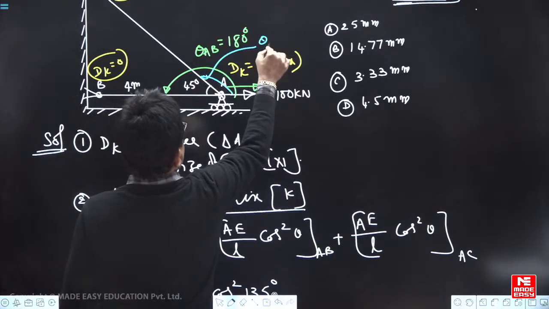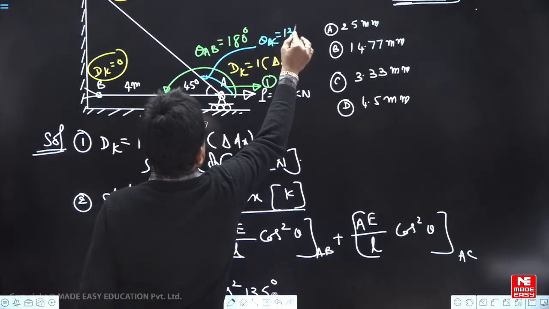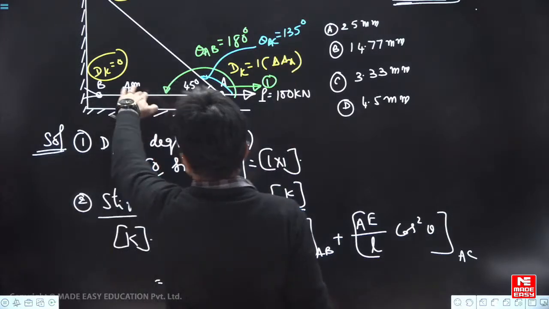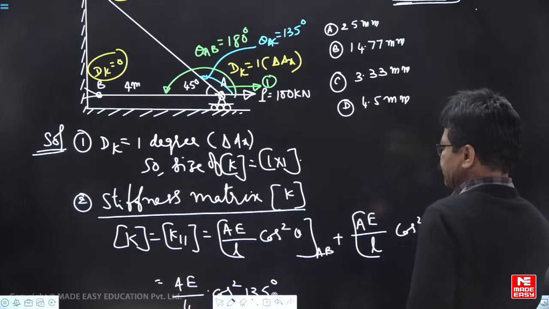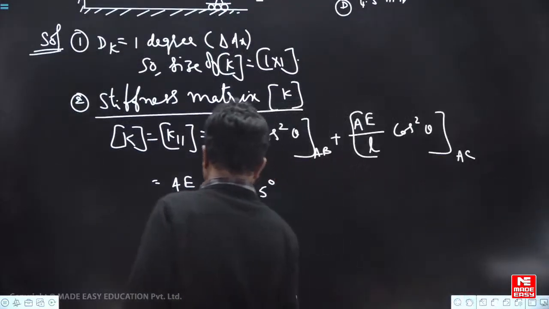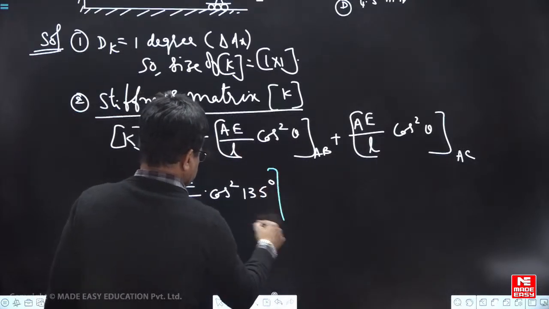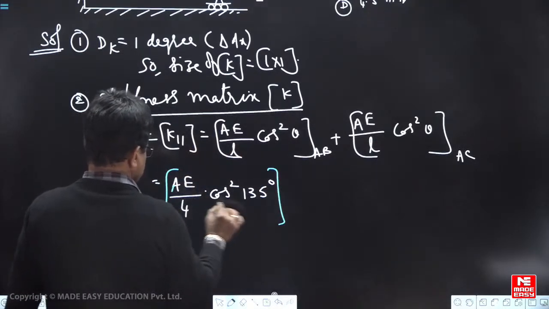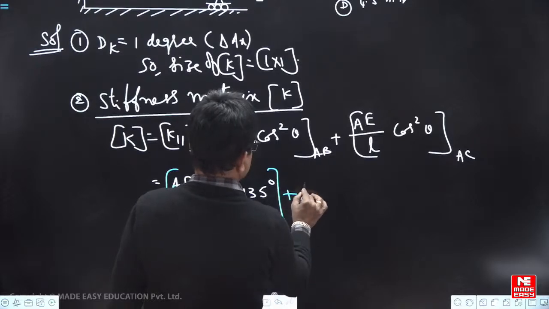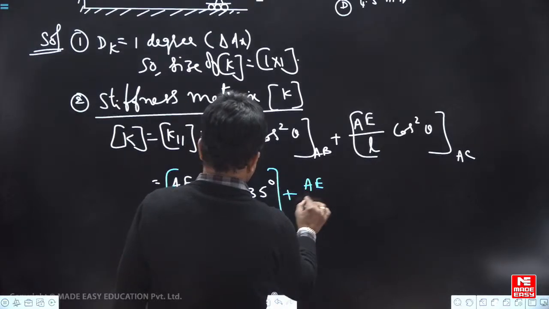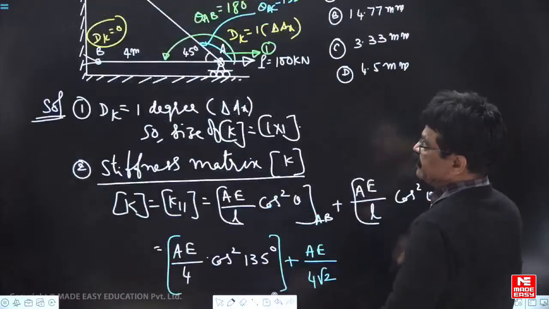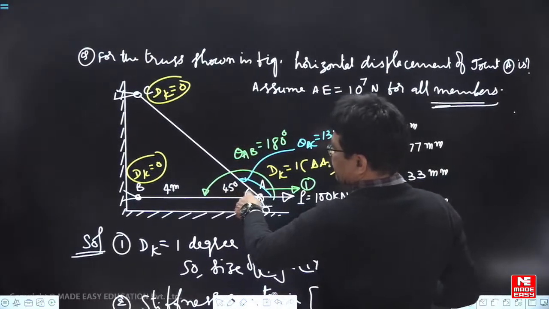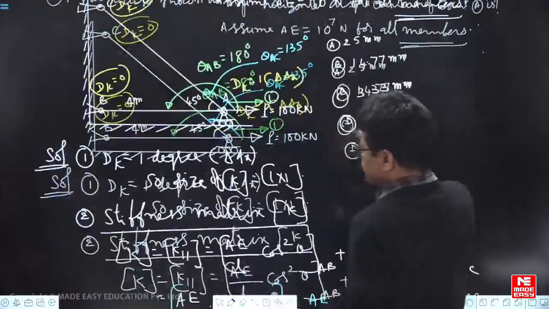This is theta AC, 135 degrees. You must measure from the positive x-axis in the anti-clockwise direction only. So AE by L cos square theta. Here also, AE by L means 4 root 2. Why is the length different? If this is 4 meters at 45 degrees, this is 4 root 2 meters.